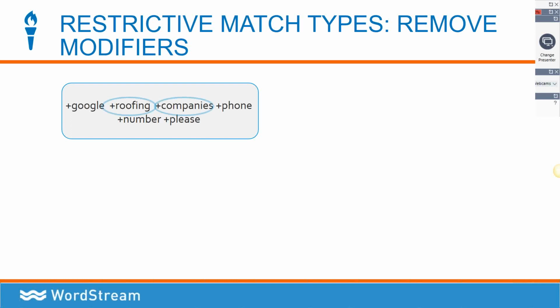Say you're bidding on the term Google roofing company's phone number, please. This is a super long tail term, and you can see what we've done here is we've used modifiers on each of these components. In reality, the critical components of this string that really drive the search intent are roofing and companies. So in this case, if we restrict our modifiers to these 2 terms, we're opening ourselves up to greater search volume.